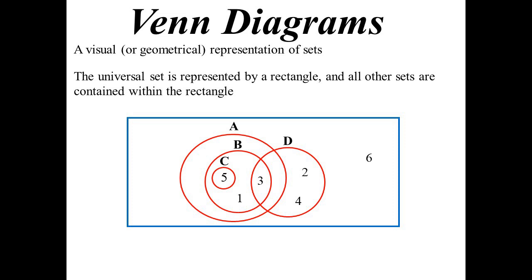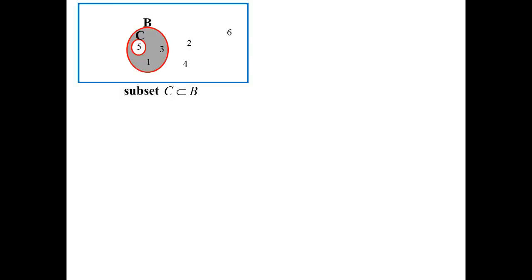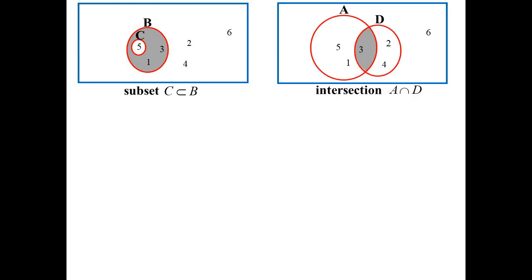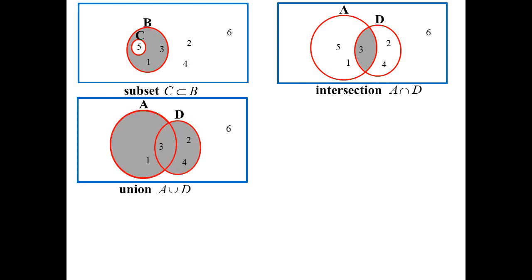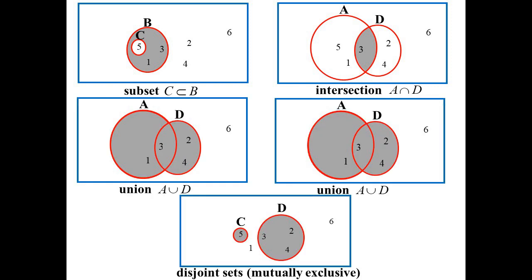And D was the set 2, 3, 4, and they intersect there. So subset C. C is a subset of B, so there it is, totally inside B. Intersection, so that's the bit they share. Union is both of them together. Disjoint sets, that's what we talked about yesterday as mutually exclusive, so if they have nothing in common. So C and D are disjoint sets.